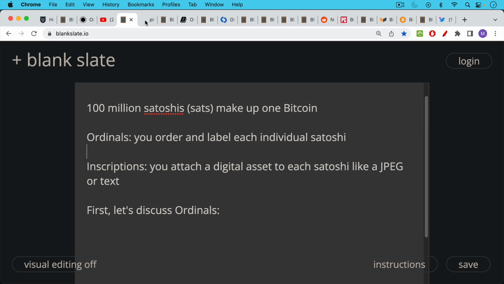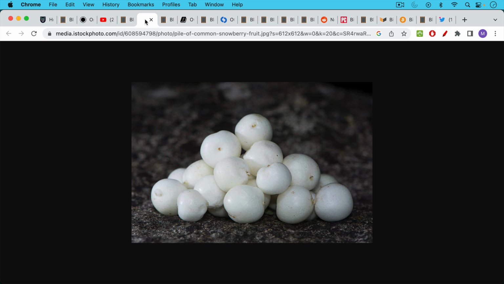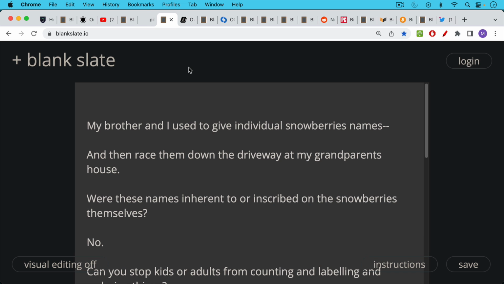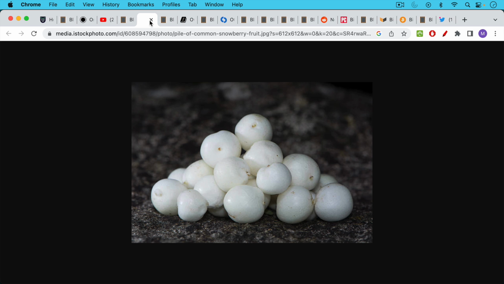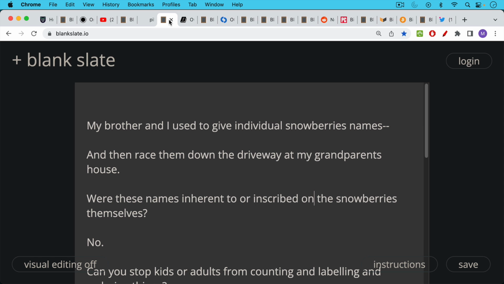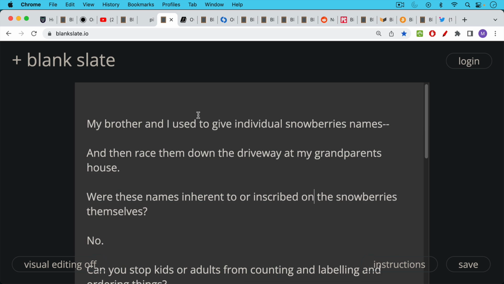So let's first discuss ordinals. This is a picture of what are called snowberries. They were all over the place in Eastern Washington when I used to visit my grandparents when I was a kid. And my brother and I used to give individual snowberries names. You can see that they're fairly fungible. They look the same. Obviously, some are bigger, some are smaller. They do not exist forever. They eventually rot, so they don't make very good money. But we used to give them individual names and then race them down the driveway at my grandparents' house when I was a kid. Now, the question is, were these names inherent or inscribed on the snowberries themselves? No, they were not.